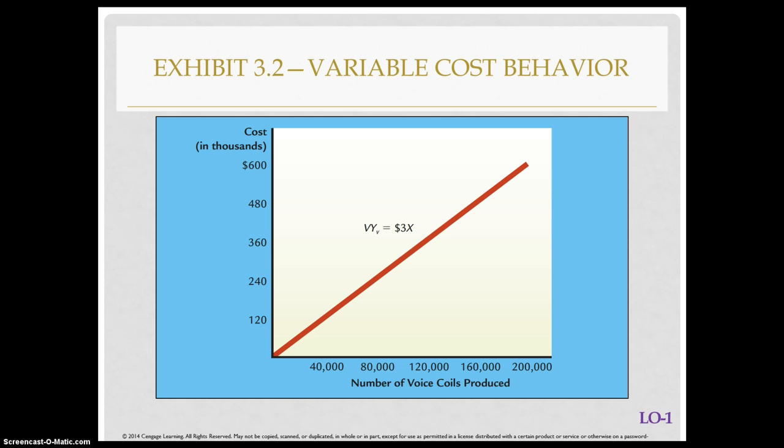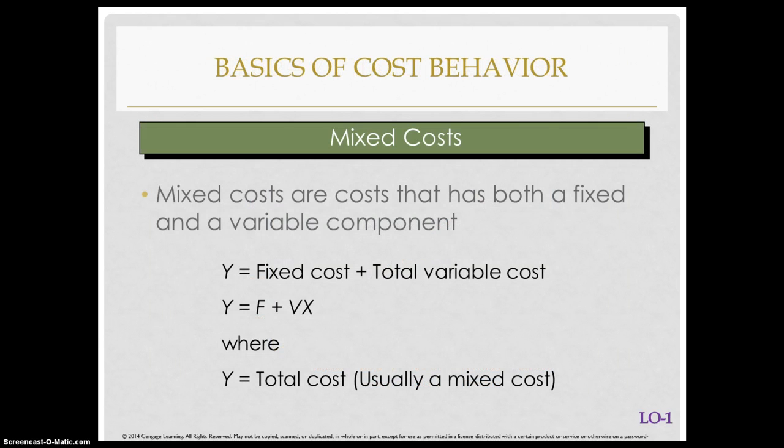So this relationship can be shown on a graph with a straight line. It's basically y = mx + b, where m is our slope, which is $3 per unit. Mixed costs are costs that have both a fixed and a variable component. So we might have y represent a mixed cost, and that equals fixed plus total variable cost, or fixed plus variable times x, which is the number of units produced.